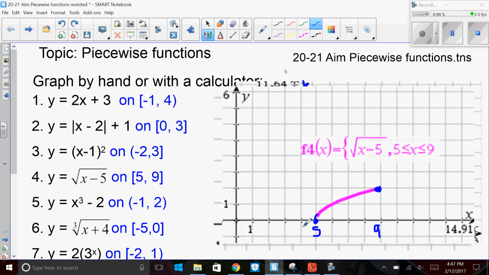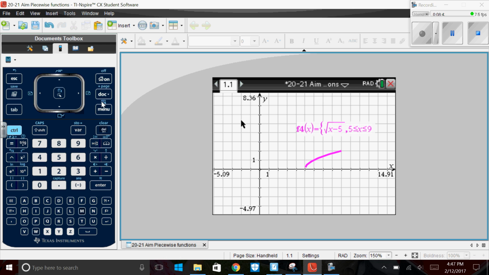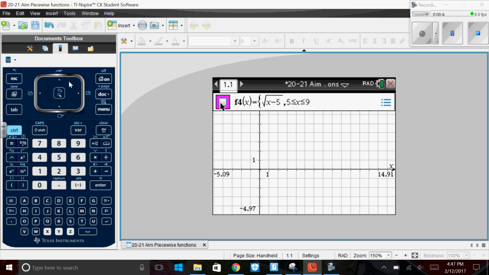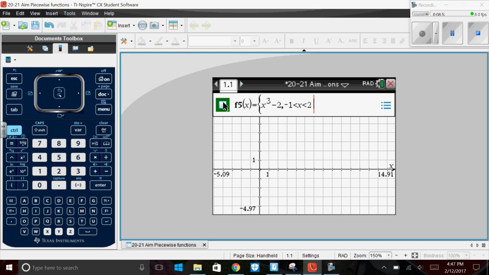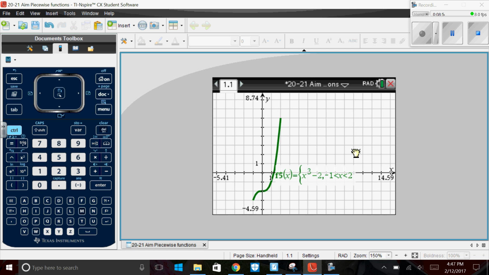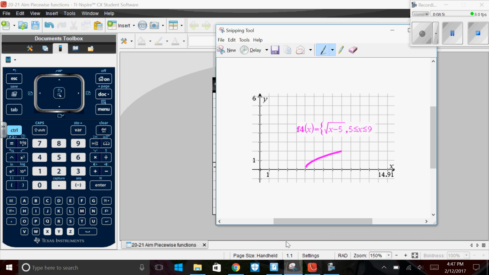Okay. The next one is a cubic. And I think if you double tap on this, you can do that. And then number 5. So here, this is the cubic.